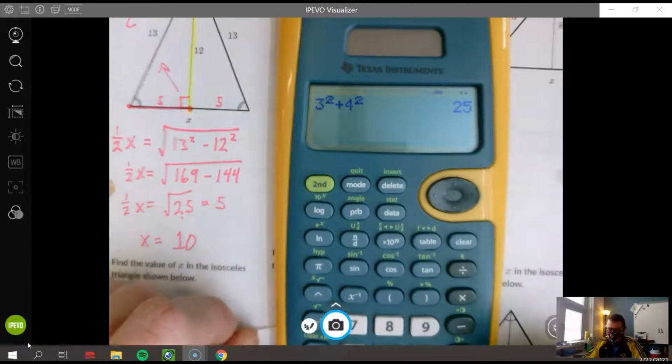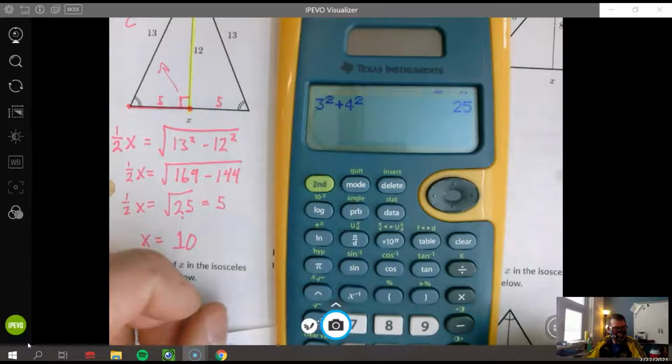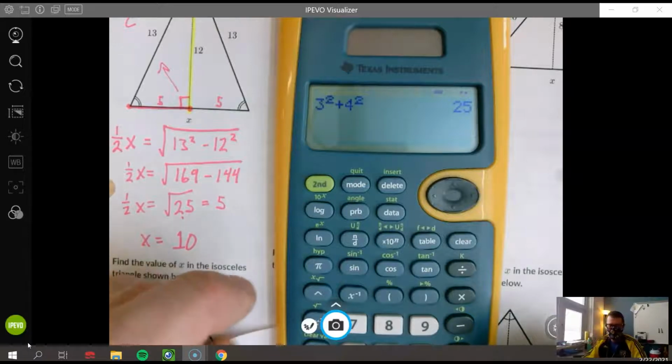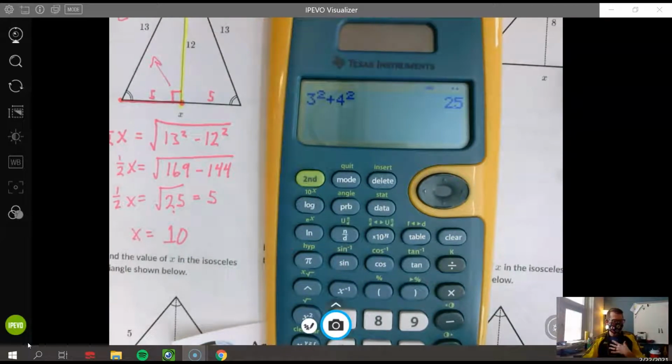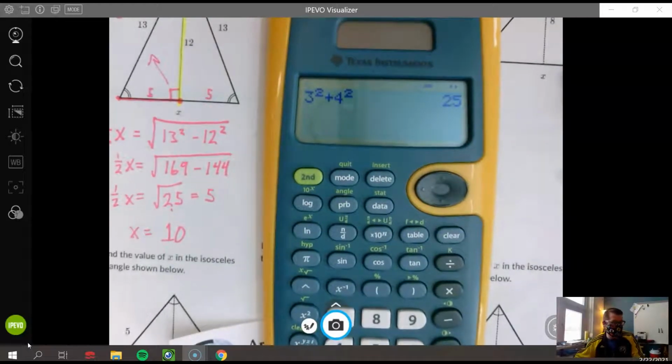So, I'm always very scared to say this, but a shortcut, oh God, it feels bad coming out, like it makes me want to throw up. A shortcut here is just do it all in your calculator. Oh, it hurts me to even say it. Do it all in your calculator. I can't say it.